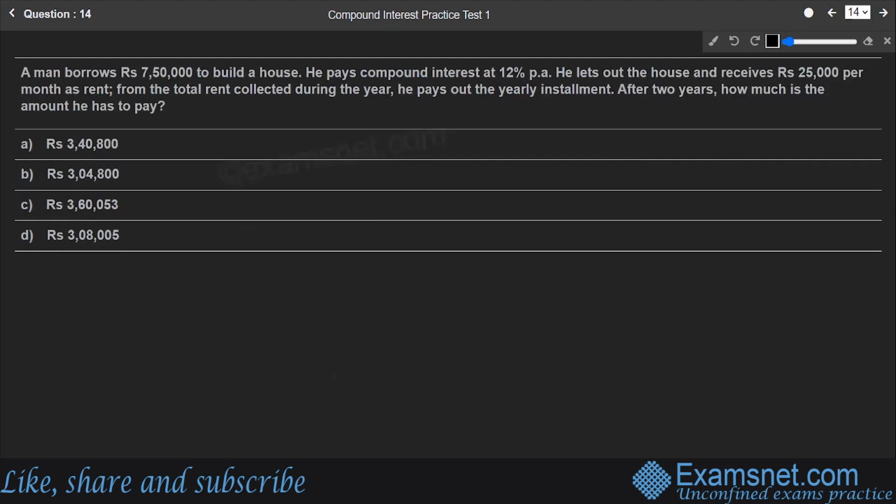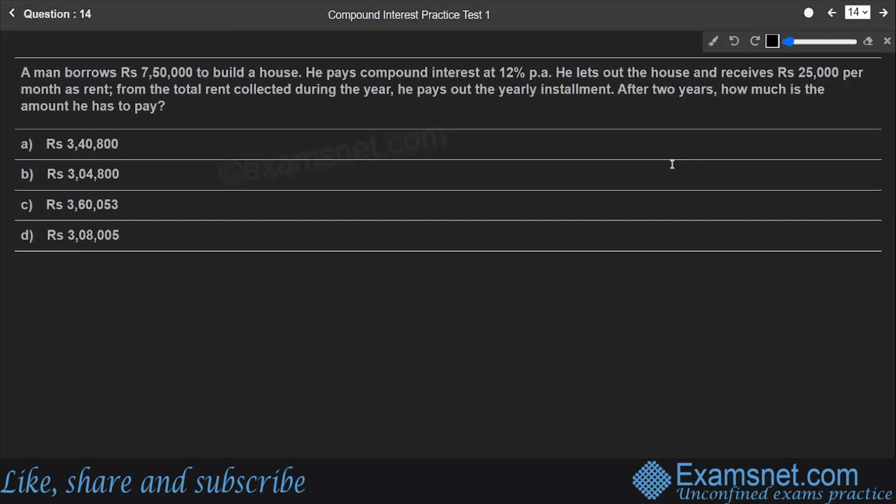Now they say a man borrows 7,50,000 to build a house. He pays compound interest at 12% per annum. So we can say the principal value is 7,50,000, that is what has been borrowed, and the rate of interest is given as 12% per annum. He lends out the house and receives rupees 25,000 per month as rent.